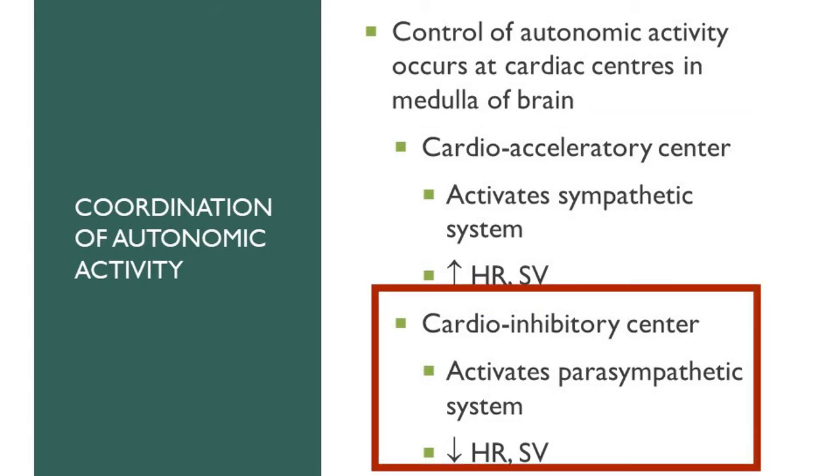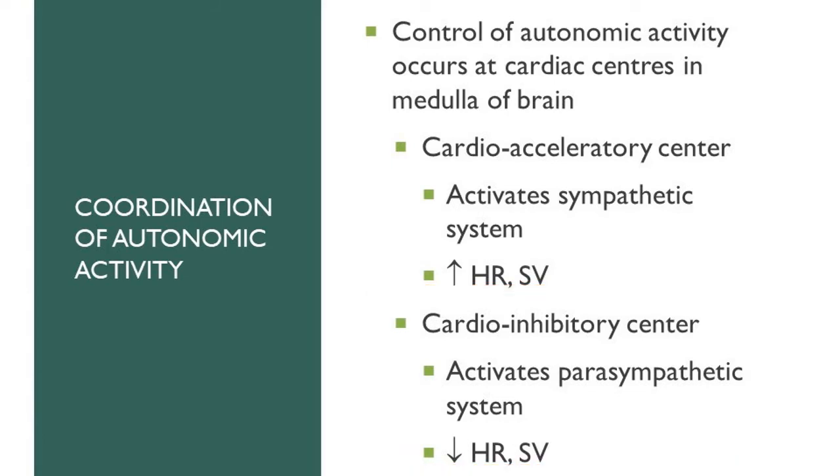The cardio-inhibitory center, which is very close to the cardio-acceleratory center, activates the parasympathetic system. So inhibitory means slower. Because of this, the heart rate reduces and the stroke volume reduces. So these two centers will affect the cardiac output.